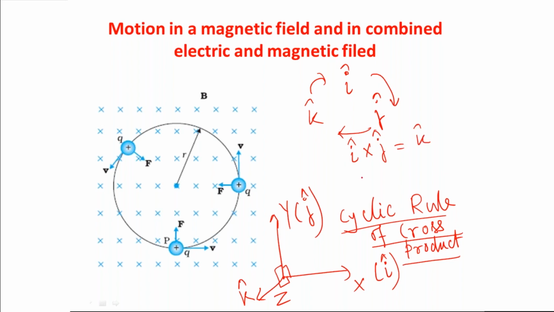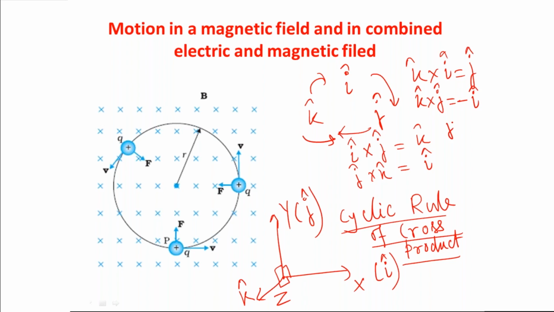So if we go in the same direction, like j cross k, then we should get i cap. Similarly, if I go k cap cross i cap, then I should get j cap. But if I go in the opposite direction, anti-clockwise, suppose let us take k cross j. So this is anti-clockwise, k cross j. So this will give you i, obviously, but with a negative sign. Similarly, if I go j cross i, I'll get k but with a negative sign.